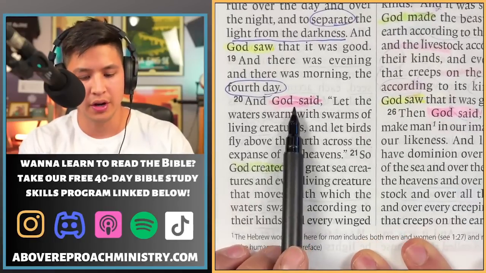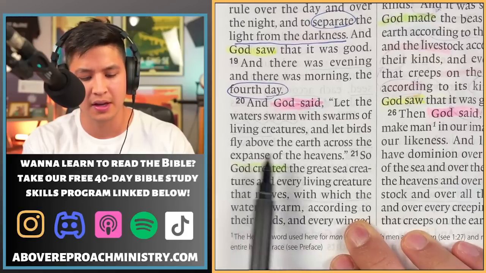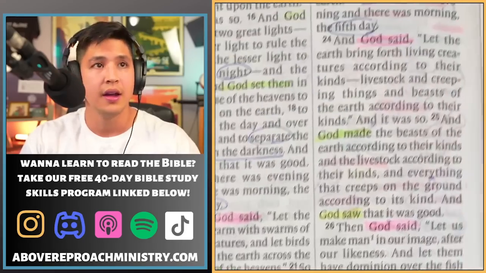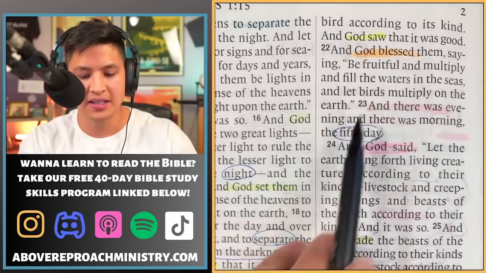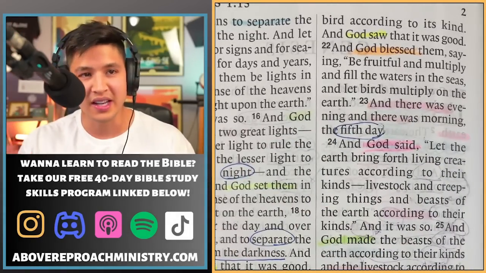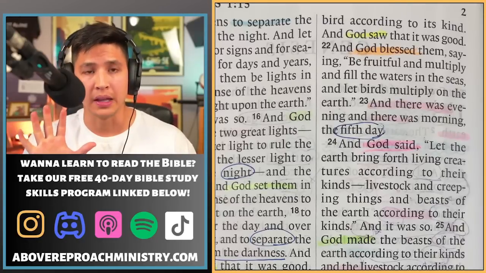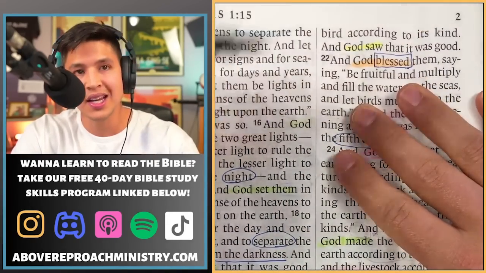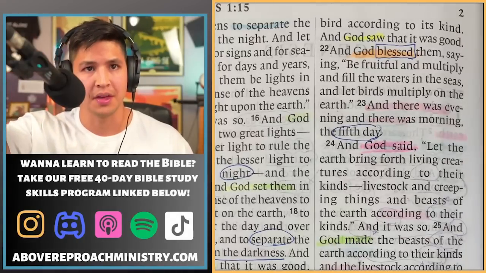And then we have day 5 starting. God said, "Let the waters swarm with swarms of living creatures. Let birds fly above the earth across the expanse of the heavens." So God created the great sea creatures, every living creature according to their kind. And then God saw that it's good. Once again, God blesses them and says, "Be fruitful and multiply, fill the waters and the seas." Boom, day 5. So what do we see in day 5 again? God says, God creates, God saw, and God blessed. This is the very first occurrence of the word, not the idea of, but the word blessing, or for God to bless, where God explicitly blesses something within that language.